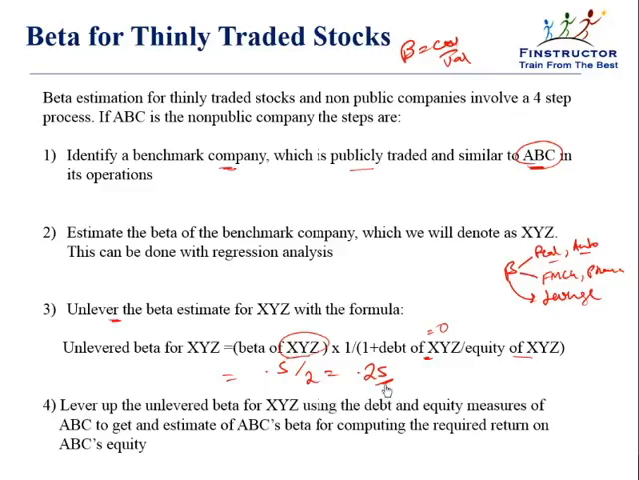But this is not the end. We then need to lever it back up for the leverage of our company or our thinly traded stock ABC. So if ABC also has a 1:1 debt to equity, then it will again become 0.5. If ABC doesn't have any debt, then it will remain 0.25. So we will again take this unlevered beta into 1 plus the debt of ABC divided by the equity of ABC to compute the equity beta for ABC.